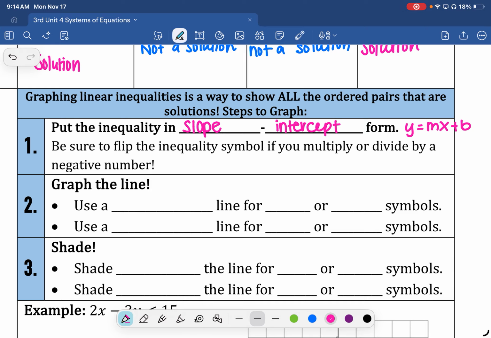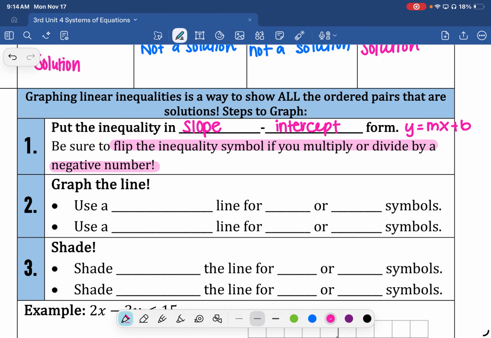When we do that, all of our previous inequality rules stay the same. That means that whenever we divide or multiply by a negative number, our inequality sign is going to flip. It tells us be sure to flip the inequality symbol if you multiply or divide by a negative number. Now, we are going to graph the line.